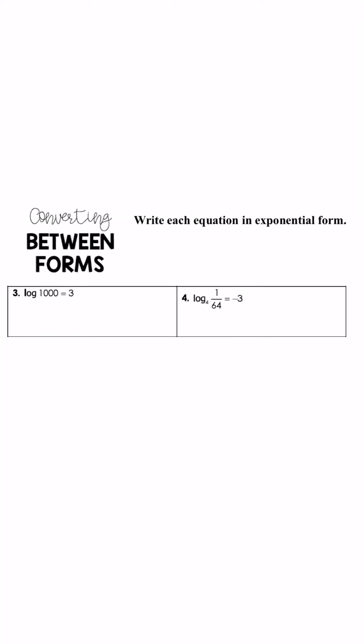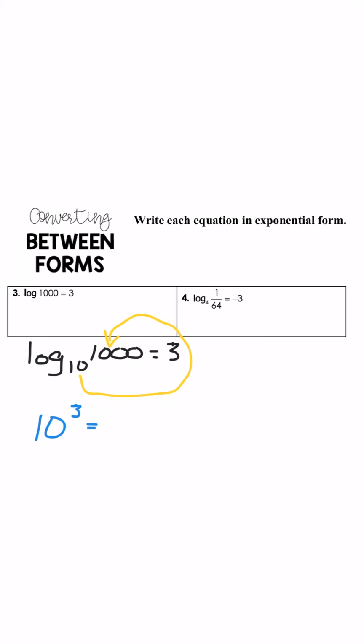So we have this one. If we were to rewrite this again, remember, if you have just log, it's the same thing as log base 10 of 1,000 equals 3. And if I was to use what I call the loop-de-loo, if I was to write it like this, then it would be 10 to the third power equals 1,000.